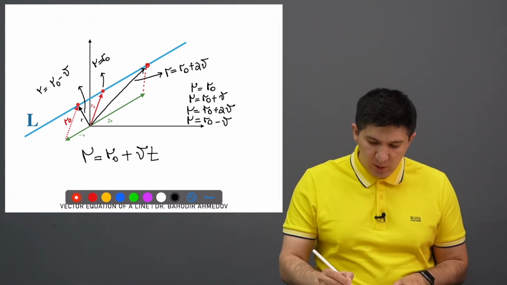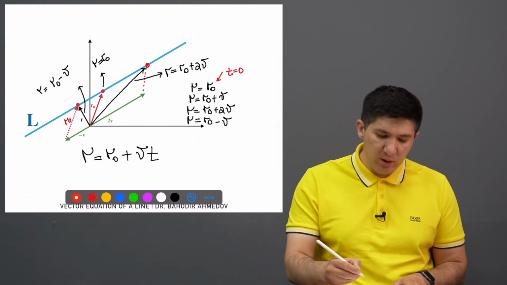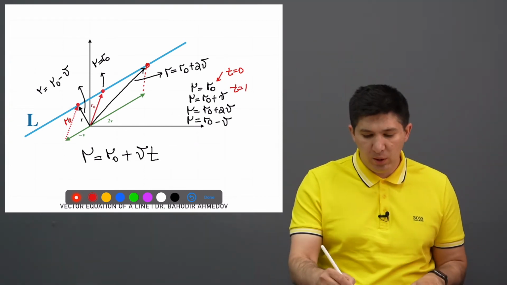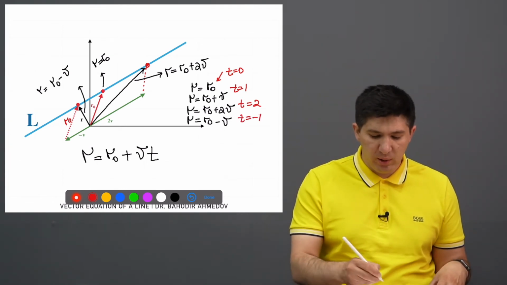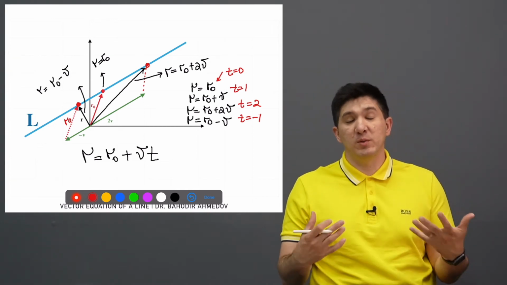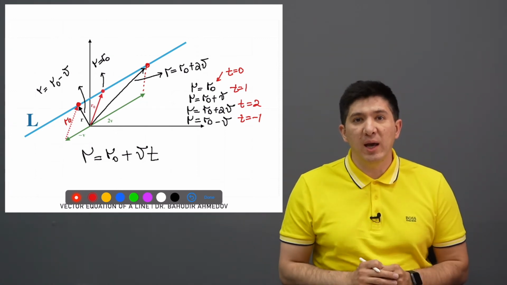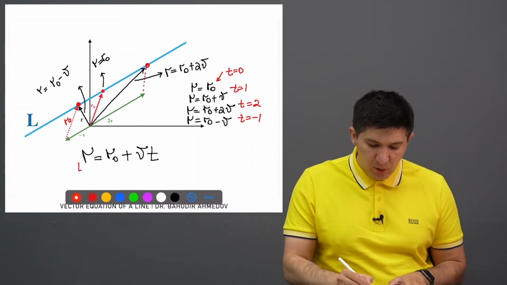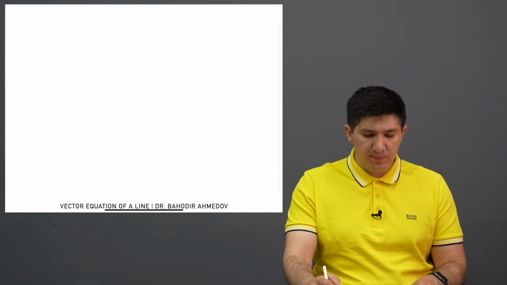So here t is going to be the parameter. When t is equal to 0, it gives you the first point. When t is equal to 1, you can reach another point. When t is equal to 2, you can reach yet another point. When t is equal to -1, you can reach this point, the last point. So by just changing the values of this parameter t, you can actually reach any point along this line. This equation is called the vector equation of a line. So let's do an example.